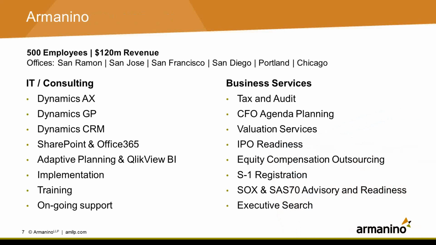Okay, so the basics. Armanino is headquartered in Northern California with 5 regional offices that you can see here. We're a rapidly growing organization with over 500 employees now and roughly 120 million in revenues. On the IT and consulting side of our business, Armanino is a gold certified sales and implementation partner for Microsoft. We specialize in helping our clients to deploy Dynamics AX, GP, CRM, SharePoint, and Office 365. We're also a value-added reseller for adaptive planning budgeting, now called Adaptive Insights, along with ClickView Business Intelligence. And of course, we offer the full complement of implementation, training, and support services that go along with these applications.